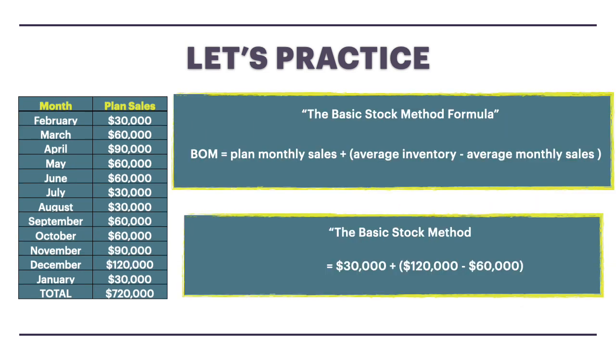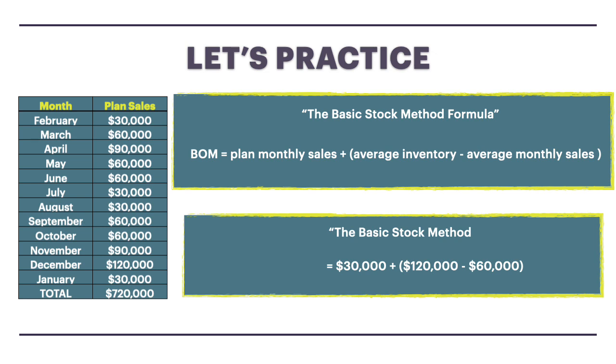Now that we know what our average inventory is, as well as what our average monthly sales are, let's calculate our beginning of the month, or BOM, using the basic stock method. We're going to compute the first 3 months together, then you'll practice computing the remaining 9 months. The basic stock method formula is planned monthly sales plus average inventory minus your average monthly sales. So let's plug our data into this formula to get our BOM.